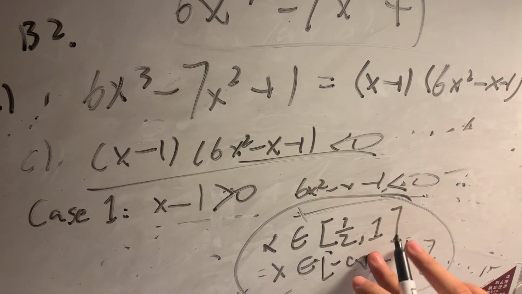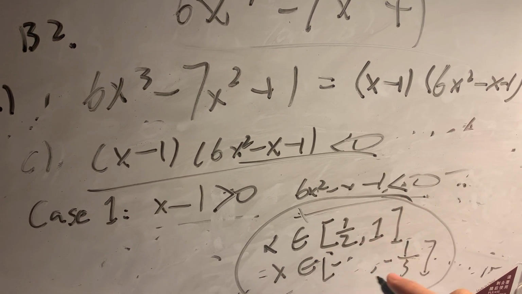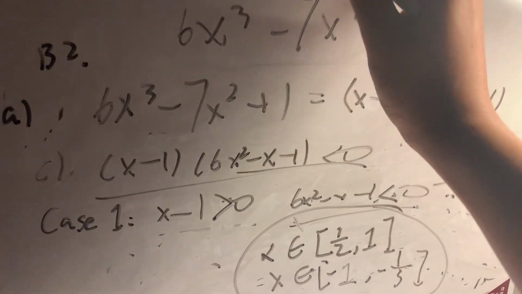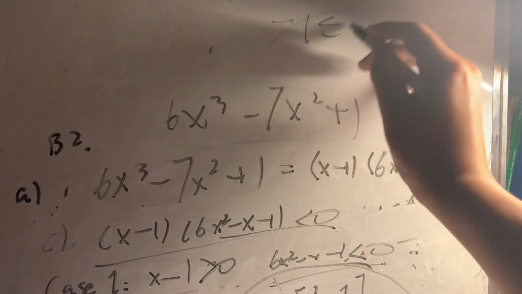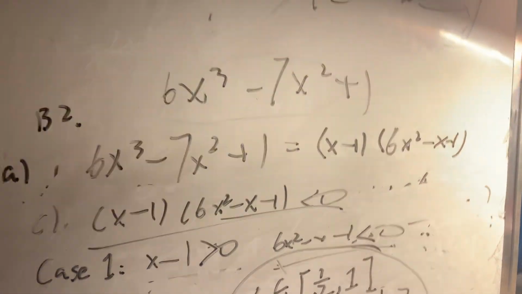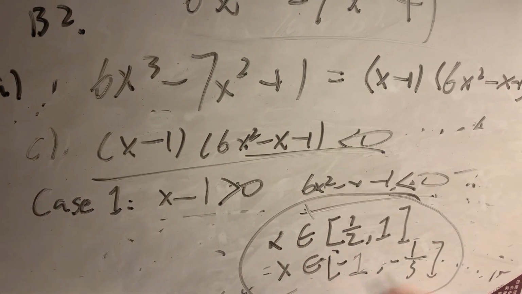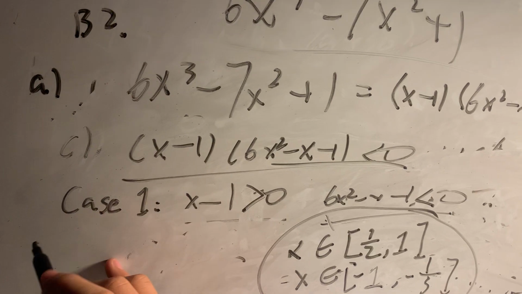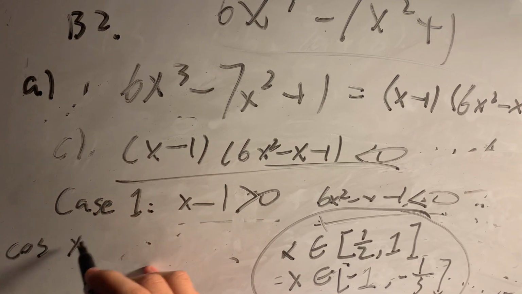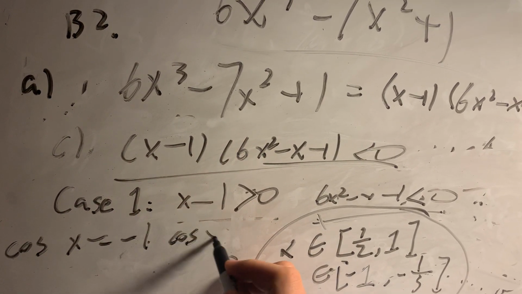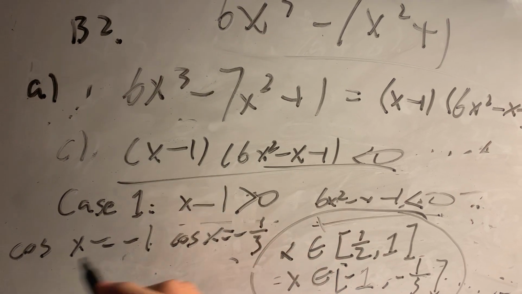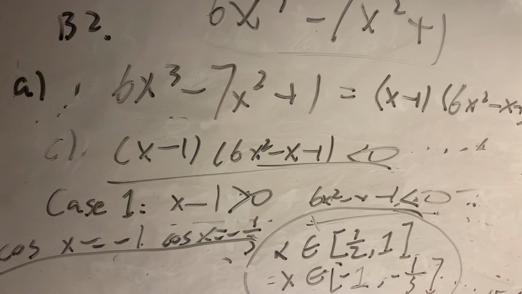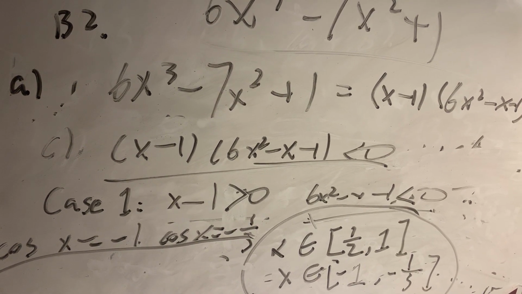But remember one fact: cos x is always in the range of negative 1 to positive 1. After you understand this, we might continue. So it is in the range case. So cos x is equal to negative 1, cos x is equal to negative this.